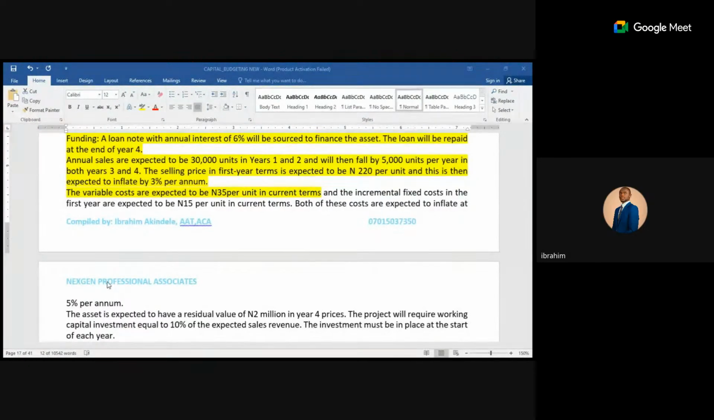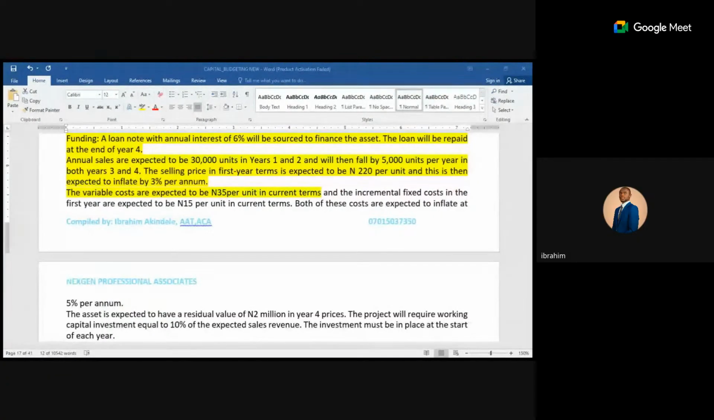Temitayo. Thank you, sir. My own submission on that was I was thinking that 35 naira per unit is on current terms, that is current year, which can be taken as year 0. Then we start the increment in year 1. Okay, that is another interpretation. In current terms does not mean that it is year 0. That is another thing.